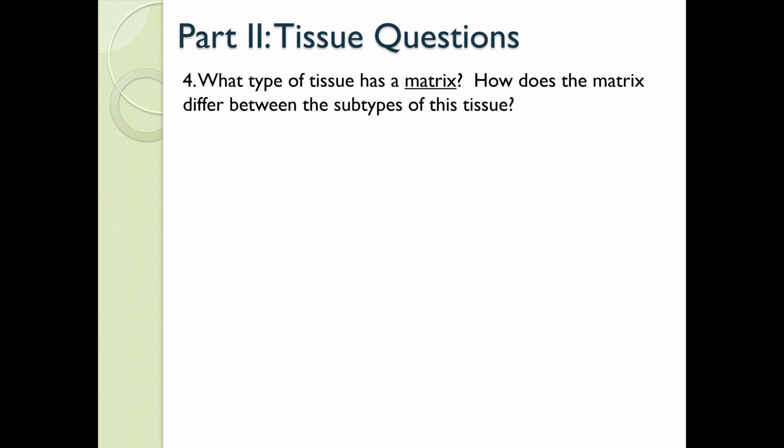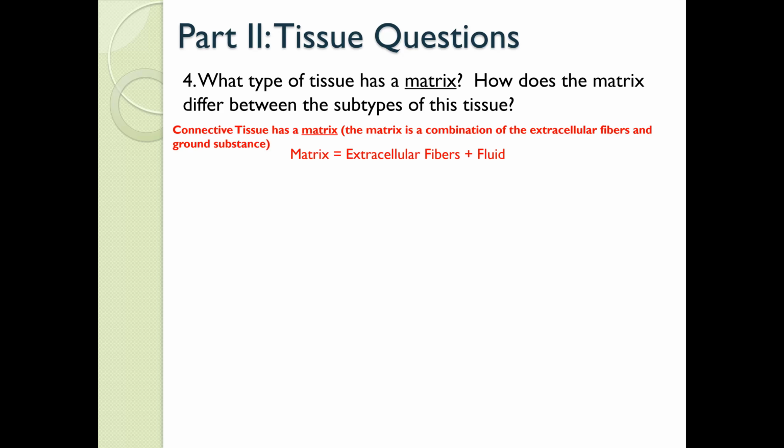Number 4, what type of tissue has a matrix? How does the matrix differ between the subtypes of this tissue? So remember that a matrix is found in connective tissue, and the matrix is a combination of all of the extracellular fibers and the ground substance, which is that fluid component. So remember, matrix equals the extracellular fibers plus fluid, and you find this in connective tissues.